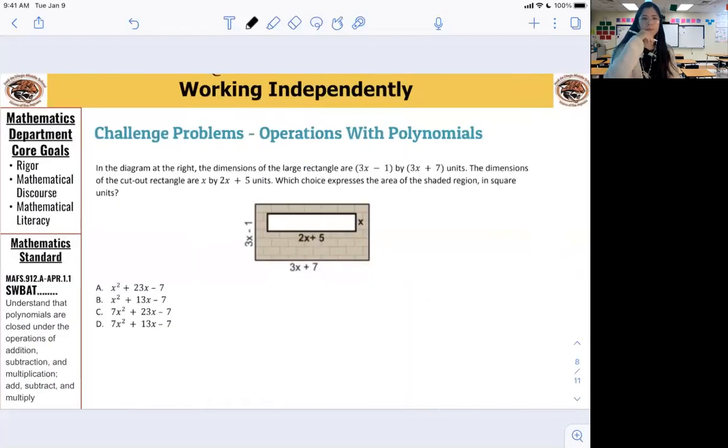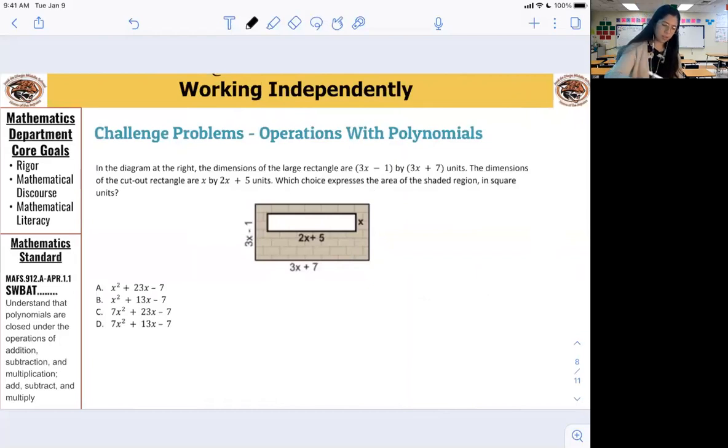In the diagram at the right, the dimensions of the large rectangle are 3x minus 1 by 3x plus 7 units. The dimensions of the cutout rectangle are x by 2x plus 5 units. Which choice expresses the area of the shaded region in square units?